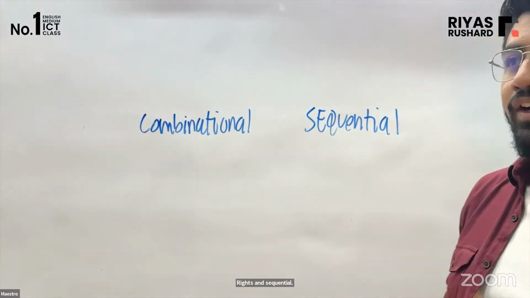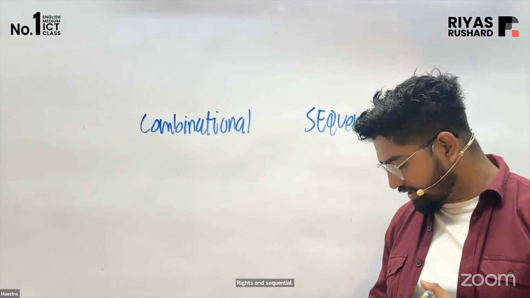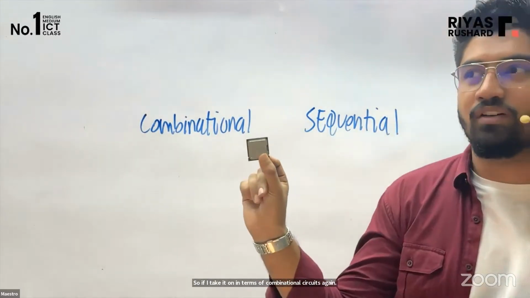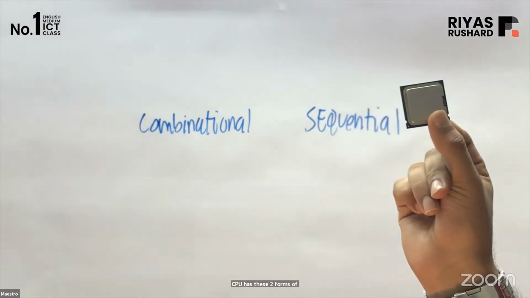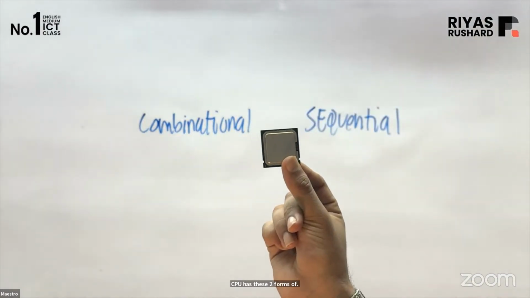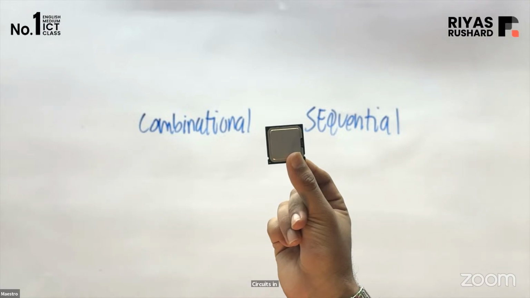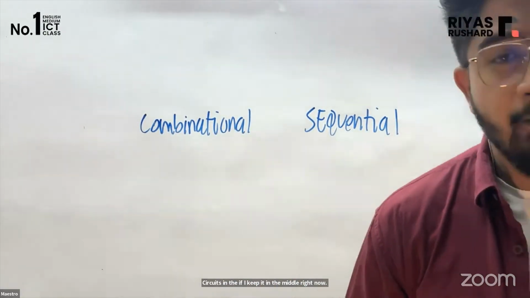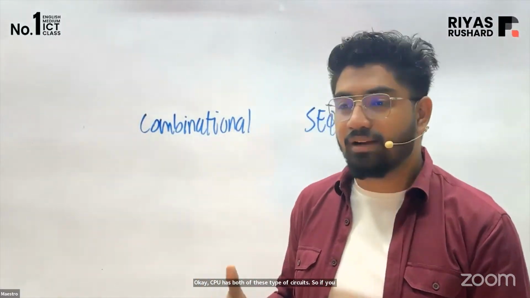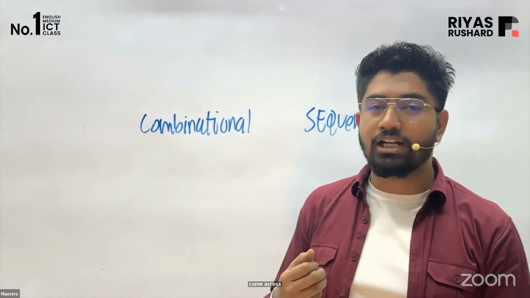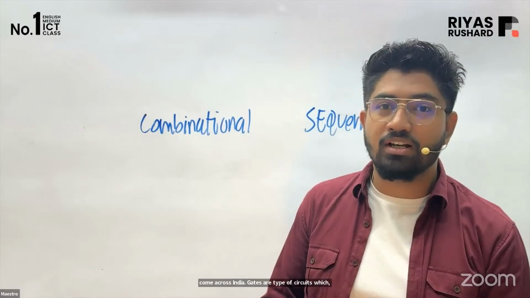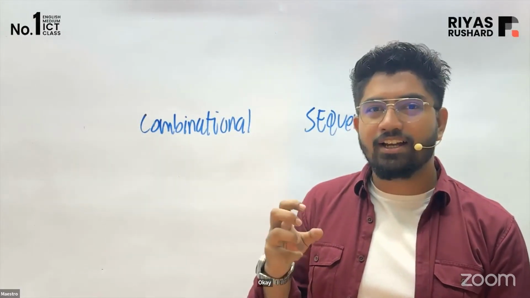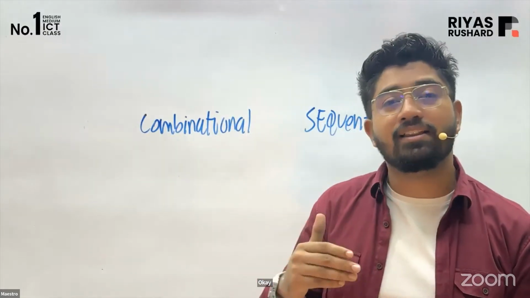Okay, in terms of combinational circuits, the CPU has these two forms of circuits in there. If I keep it in the middle right now, the CPU has both of these types of circuits. Combinational gates are a type of circuit which depends on the present input. These circuits don't deal with memory. These circuits react to what is happening at this moment.